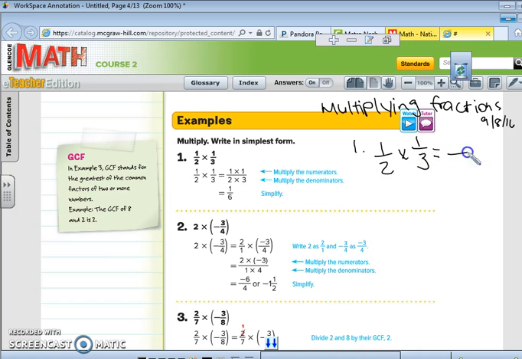And again, it's super easy. You're just multiplying the numerators, so 1 times 1 is 1. And then multiply the denominators. 2 times 3 is 6. That can't be simplified, so that's our final answer.